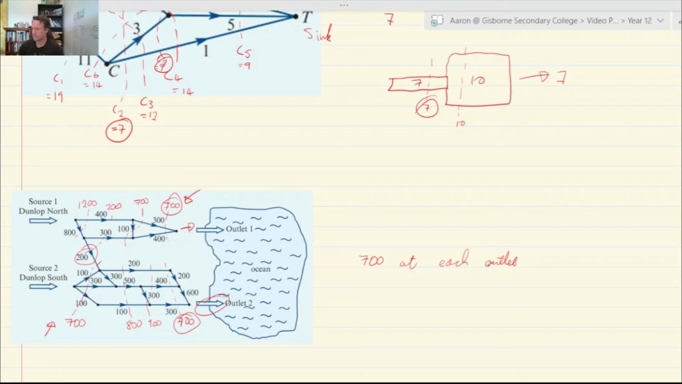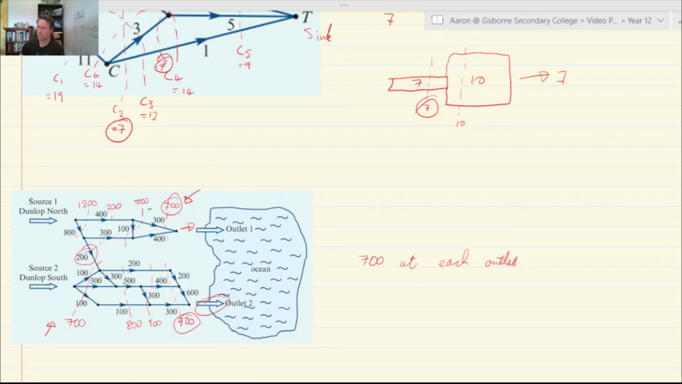Okay. Now, depending on what the question's asking you, you may have to go, what's the total? So obviously you add them both up. But that's the basics of it. So it's a very inspection-heavy task. But that is how you do it.